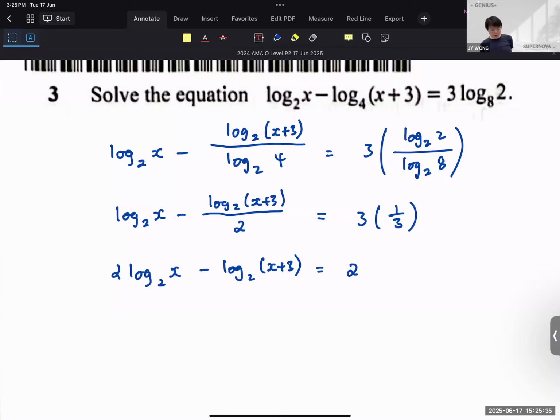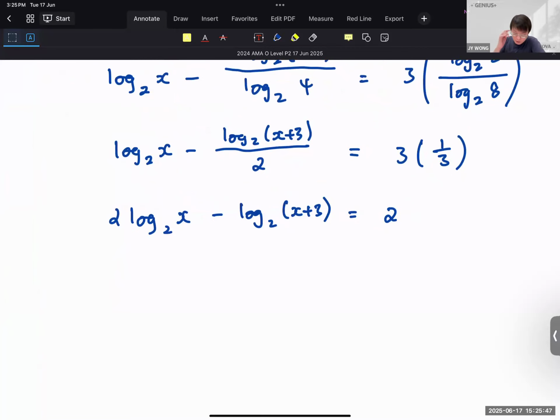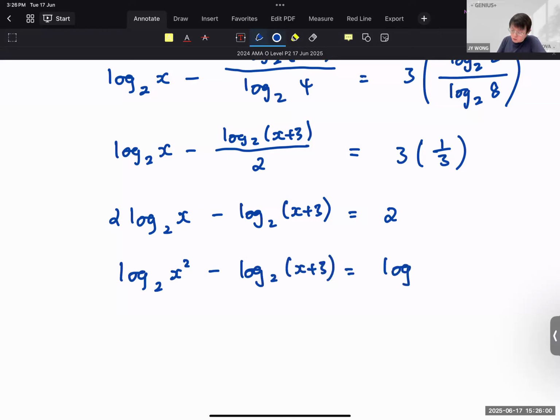So what Eileen did is divide by 2, right? So it means times half. Times half means you move the power up, it becomes x plus 3 to the power of half, which I don't want to deal with. That's why I put it in this form. And then from here, I will get log base 2 of x squared minus log base 2 of x plus 3 is equal to log base 2 of 2 to the power of 2. Correct?